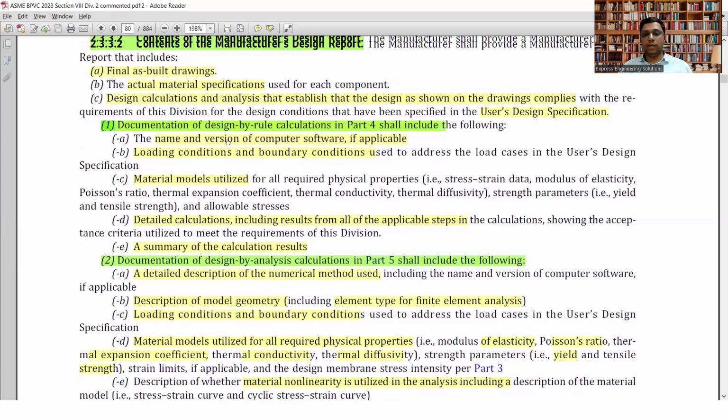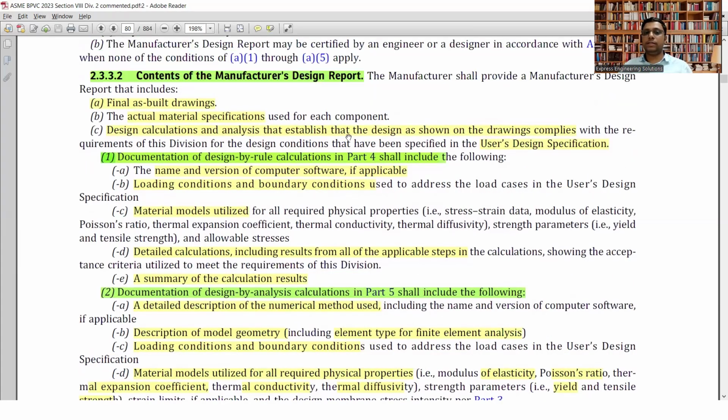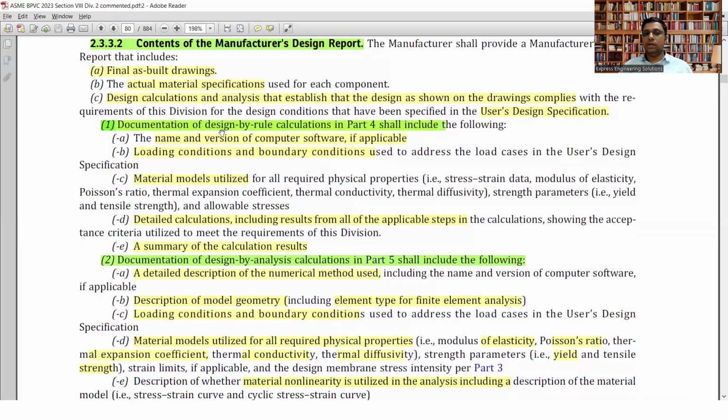Then design calculations and analysis that establish that the design as shown on the drawing complies with the requirements of this division for the design conditions which have been specified in the UDS by the user. So all the design calculations as per Part 4, or as per Part 5 if any FEA is required. The documentation of the design by rule calculations of Part 4, design by rule comes under Part 4, shall be included.